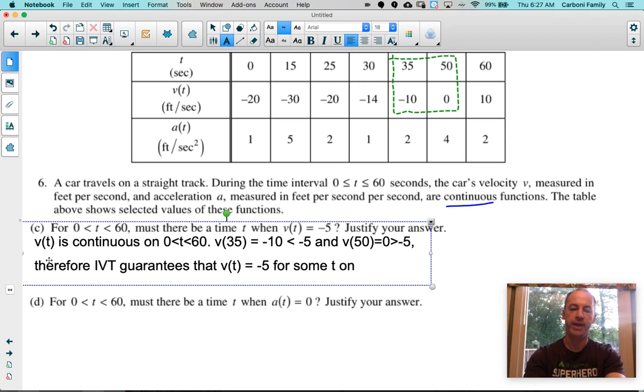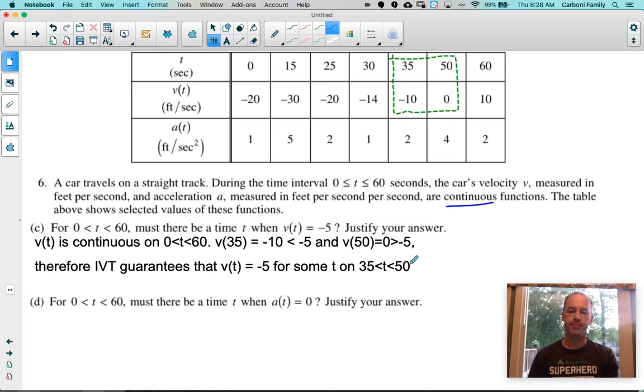And I'm going to narrow it down. They asked for the interval 0 to 60, but I'm going to narrow it down to 35 to 50, which is inside 0 to 60. Anyway, I just discovered that I have a hard time typing and talking at the same time.